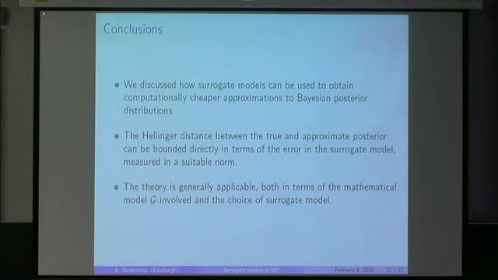So just to conclude very briefly, what I discussed was how to use surrogate models to obtain computationally cheaper approximations to Bayesian posterior distributions. Then I showed that the error that you're committing in the posterior distribution, in particular measured in the Hellinger distance, so the Hellinger distance between the true and the approximate posterior, can be bounded directly in terms of the error of the surrogate model, measured in a suitable norm. And the theory is really very general, so both in terms of the mathematical model G involved, so we didn't make any assumptions on whether it's a PDE or ODE or what type of PDE or ODE, and also very general in terms of the choice of surrogate model.